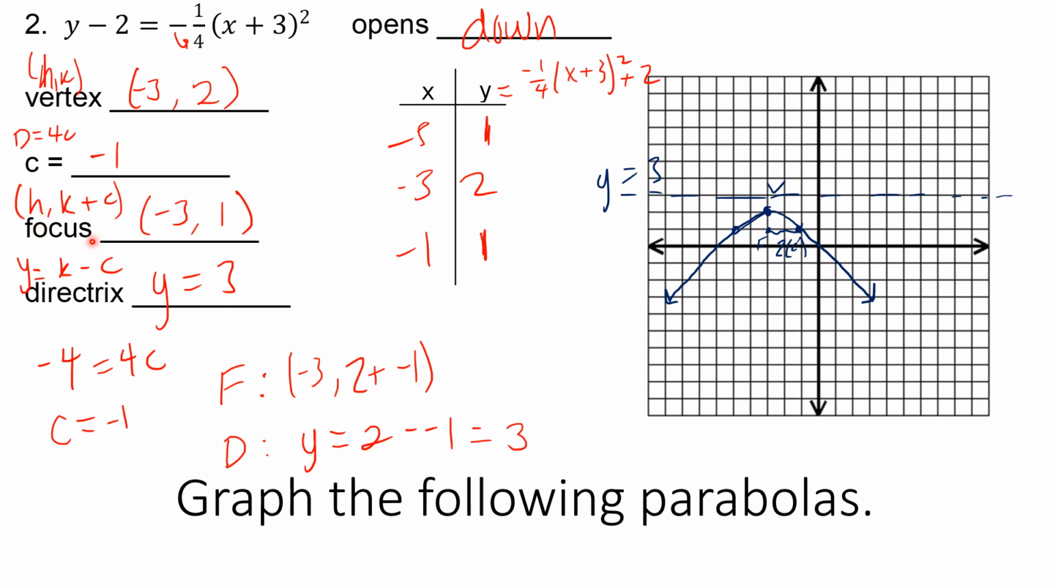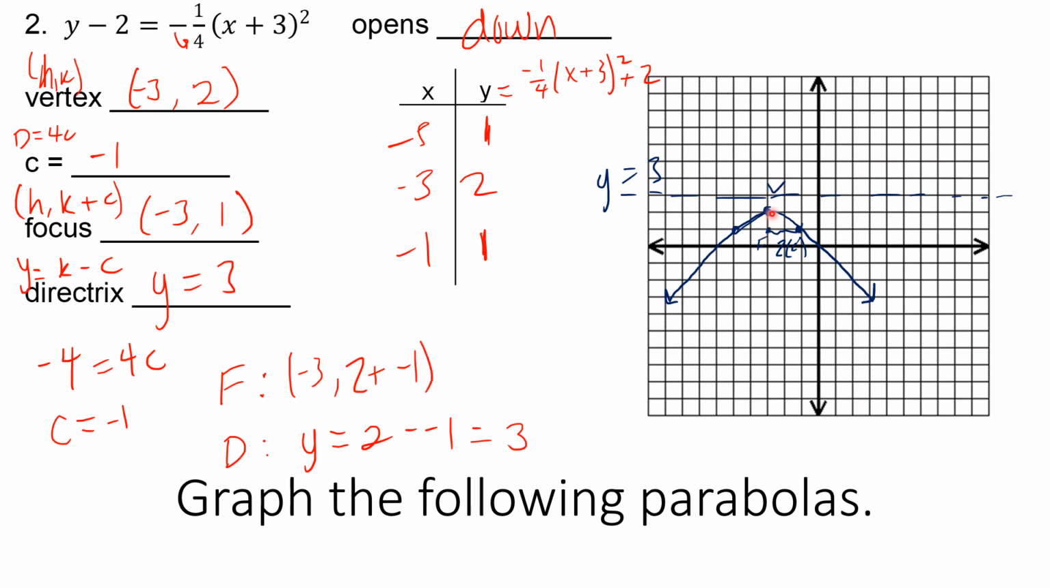So with your focus, this 1 is telling you that your focus, which is located along your axis of symmetry, is 1 unit from your vertex. Okay, so the C is telling me that my focus is 1 unit from my vertex for this parabola. So here's my vertex. I go down 1 unit, and there's my focus.